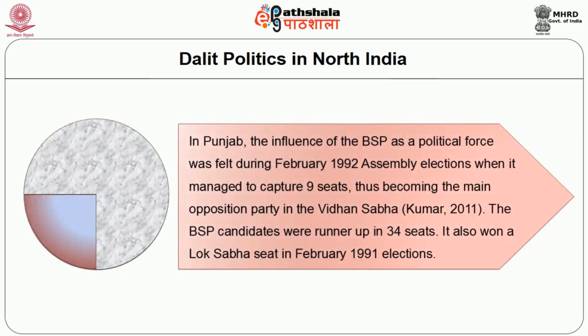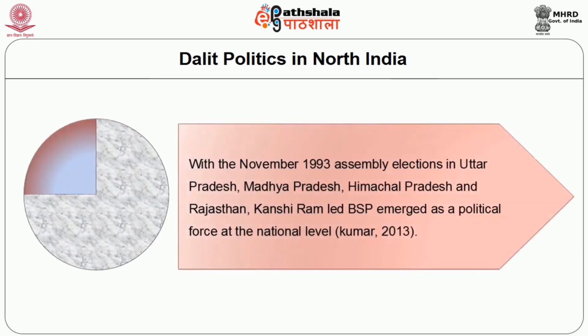In Punjab, the influence of BSP as a political force was felt during the February 1992 assembly elections when it managed to capture 9 seats, thus becoming the main opposition party in the Vidhan Sabha. The BSP candidates were runners-up in 34 seats. It also won a Lok Sabha seat in the February 1991 elections. With the November 1993 elections in Uttar Pradesh, Madhya Pradesh, Himachal Pradesh and Rajasthan, the Kanshiram-led BSP emerged as a political force at the national level.